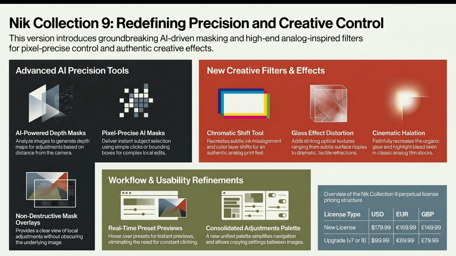And that is Nik Collection 9. What we went over was the advanced AI precision tools. We actually looked at some of the new creative filters and effects, such as the Chromatic Shift tool, Glass Effect tool, and the Cinematic Halation. I would highly recommend this as an upgrade for those that are using version 7 and 8. It's $99 in the US, $89.99 for the euro, and if you're in England with the pound, $79.99.